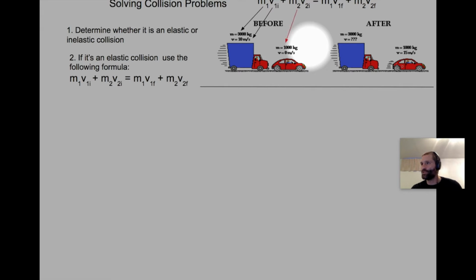Mass one, velocity initial one, mass two. So not moving. So you know that the momentum to start out with for this car is zero, right? Because the velocity is zero. After, we want to know how fast the car is moving, right? The final velocity of the car.